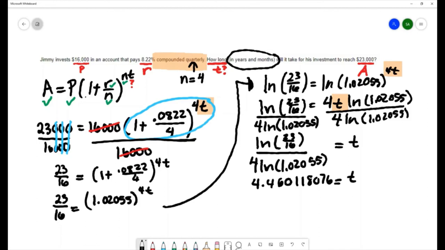Now, if we look back at the directions, it says to write our time in years and months. The way it's written right now is years, 4.5 years basically. So in years, we're going to use this 4 here to say 4 years. And this part right here will help me figure out the months. Right now it's in years and I need to convert it to months. So I need to take that portion, 0.460118076, and since there are 12 months in a year, I'm going to multiply this by 12, and that's going to tell me the months.